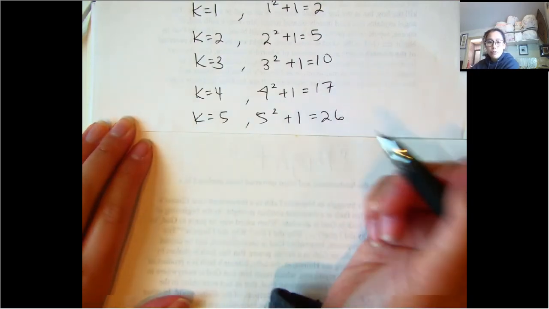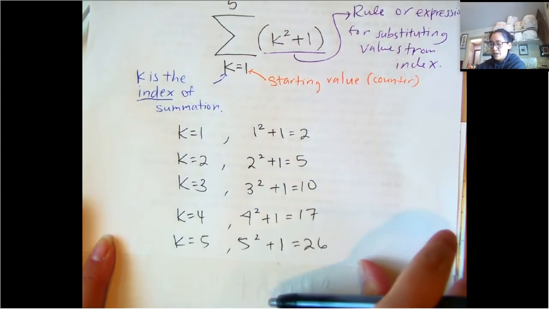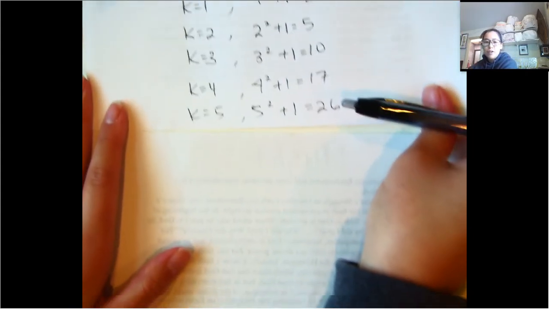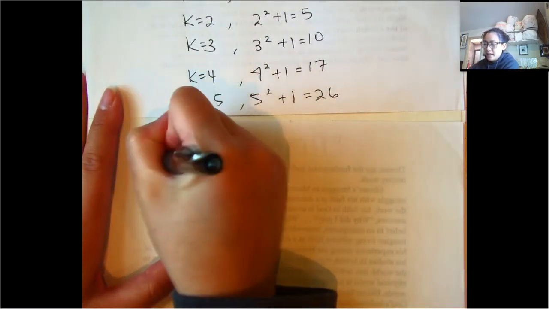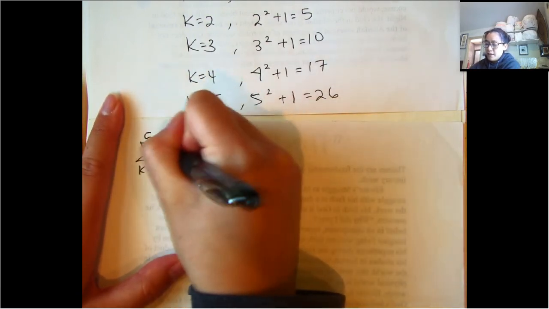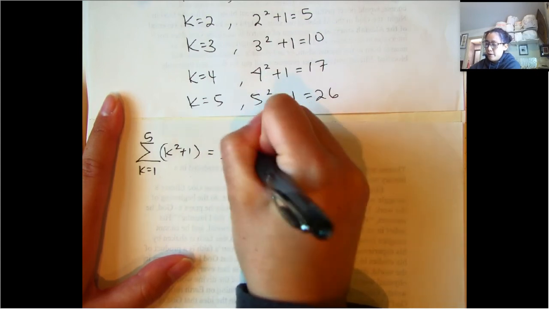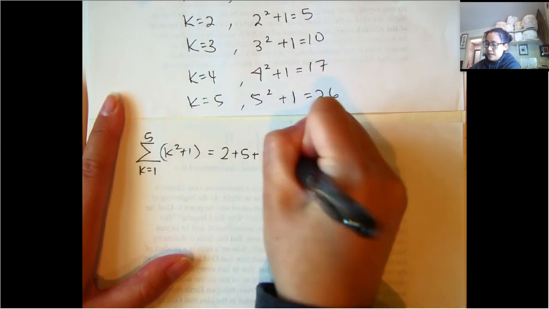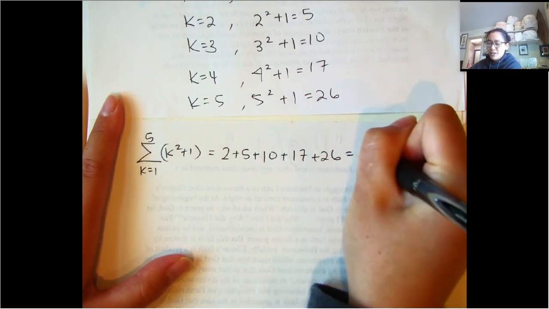Okay, so to evaluate this summation, what we do is we add up each of these numbers. So I'm going to go ahead and write that out here. The sum from k equals 1 to 5 of k squared plus 1 is going to be 2 plus 5 plus 10 plus 17 plus 26, which adds up to 60.